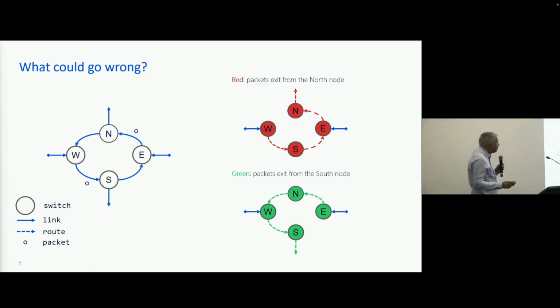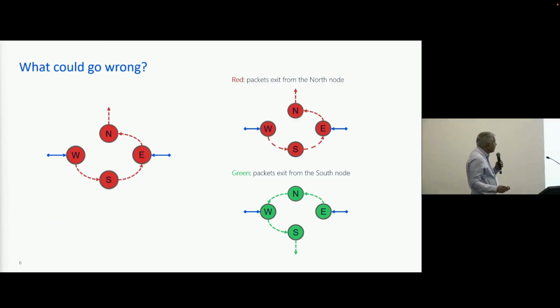Okay, now let's see what happens. So you start with this red configuration. You have this packet over here. It moves along. It's still in its red configuration, and now it's waiting to be processed by the north node. Now at this point, let's say you update the north node.